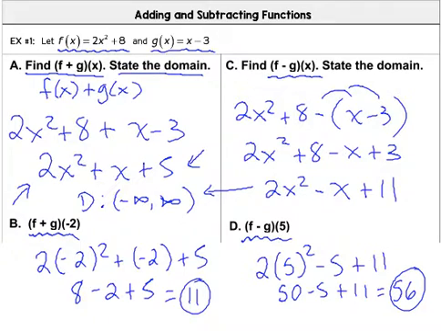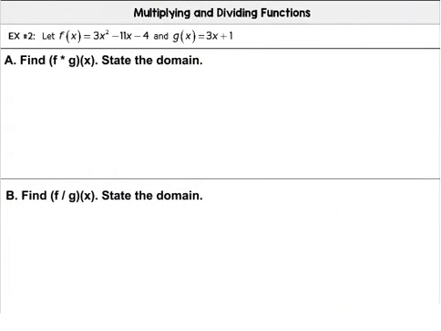Not only can we add and subtract, but we could also multiply and divide. Let's look at some examples here. Now, we're going to multiply these two functions together. This literally means f of x times g of x. F of x is a quadratic, g of x is linear.